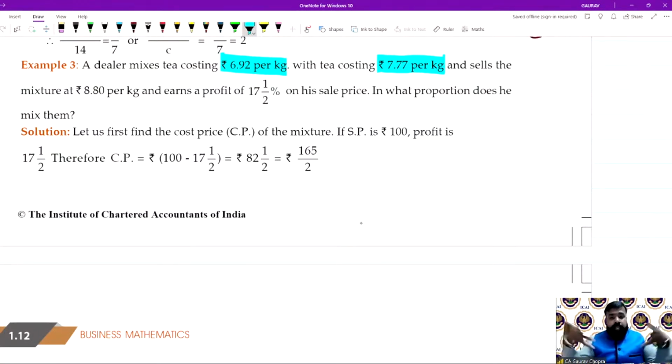Now, the dealer mixes them and sells the mixture at the rate of 8.8 per kg. And while selling, he gets a profit. How much profit is he earning? 17.5% profit. On cost or on selling price? The question has made it clear, on the selling price. So 17.5% profit is on the selling price. So in what proportion does he mix them? We have to find the proportion in which he is mixing both the teas.